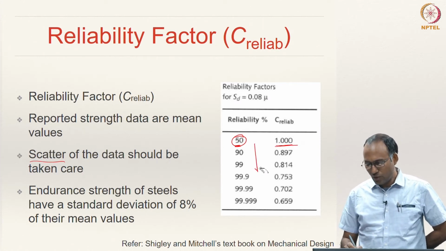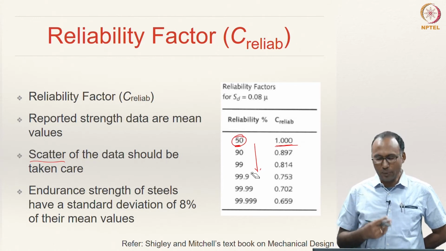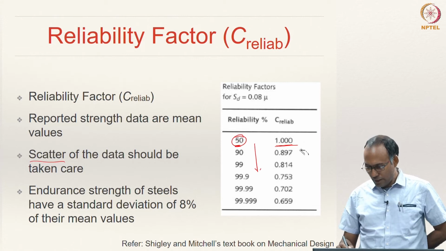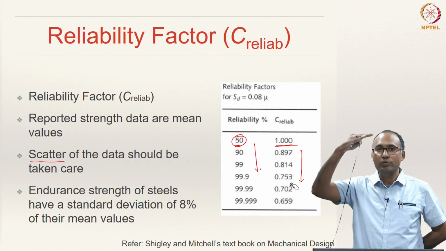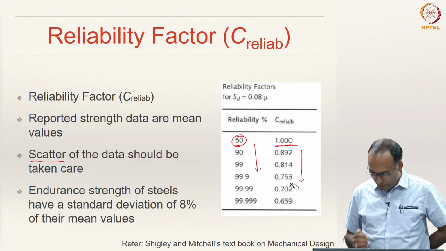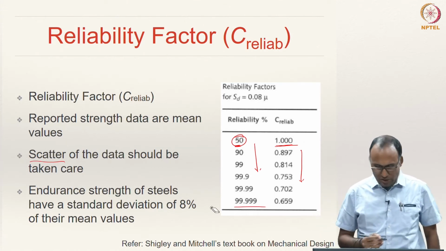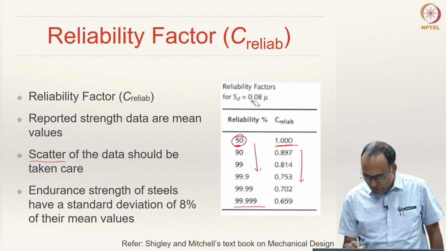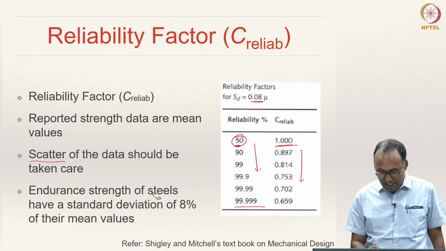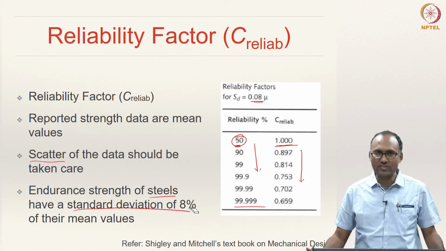If you increase the required reliability, I want my component to last, my prediction should be as accurate as possible. That means if I increase the reliability, the factor comes down, which means my endurance strength of the material should be lowered accordingly, so that I can have higher confidence in the design, right. So, this is the information given for reliability factors, and please note that this is given for a standard deviation of 0.08, because the endurance strength of steels typically has a standard deviation of 8% of their mean value, and based on that these reliability factors have been obtained.